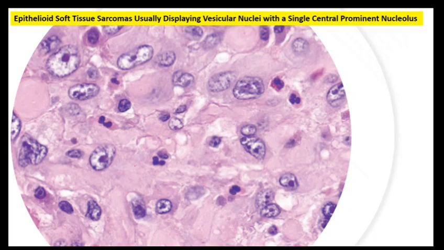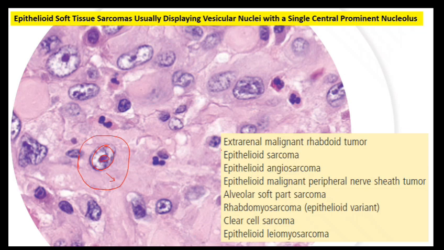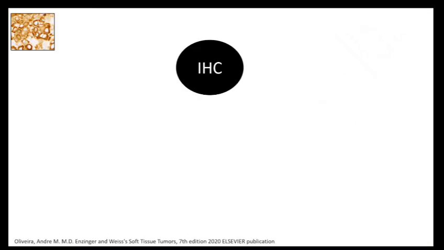Then on high power, we could see the tumor cells which are having vesicular chromatin with prominent nucleoli. See, this is an epithelioid looking cell which has an abundant to moderate amount of eosinophilic cytoplasm. So what are all the sarcomas which are epithelioid looking and will have a vesicular chromatin with a prominent nucleoli? That is your extrarenal malignant rhabdoid tumor, epithelioid sarcomas, epithelioid angiosarcomas, epithelioid malignant peripheral nerve sheath tumor, alveolar soft part sarcoma, rhabdomyosarcomas, clear cell sarcomas, and epithelioid leiomyosarcomas.